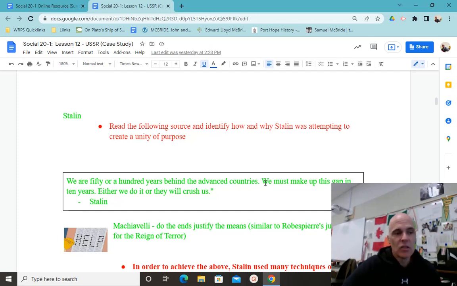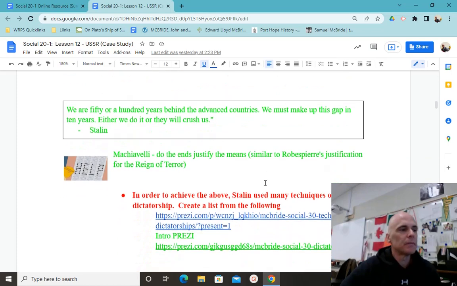The ends, the long-term survival of our nation, is more important than some pretty serious suffering to make sure we can survive. In order to survive, we must industrialize. In order to industrialize, the state must seize assets that we can use to transform our economy.